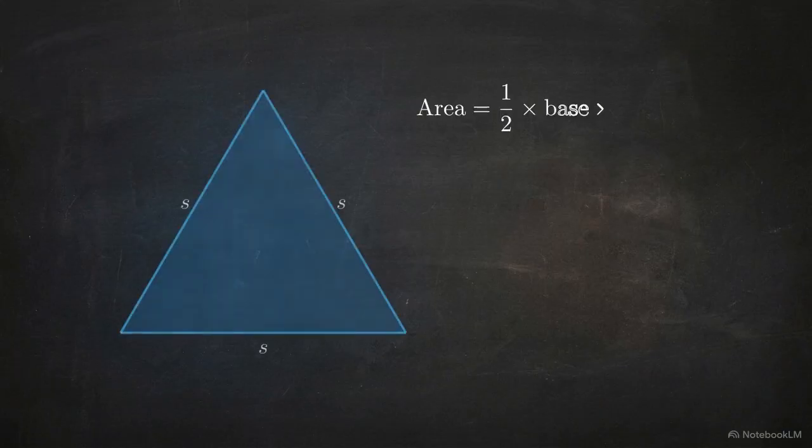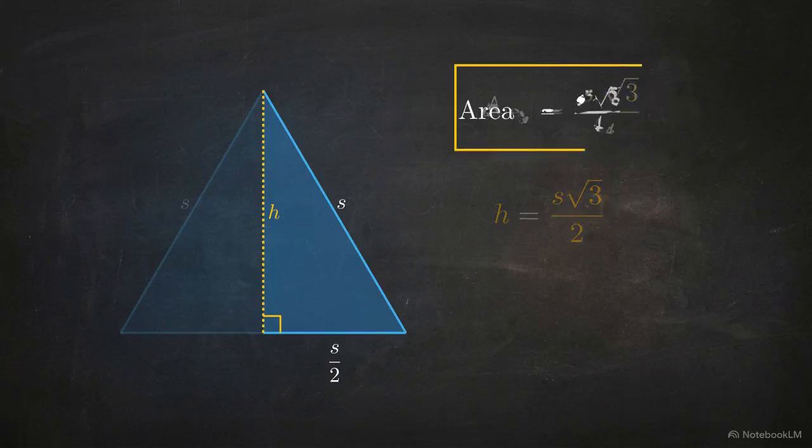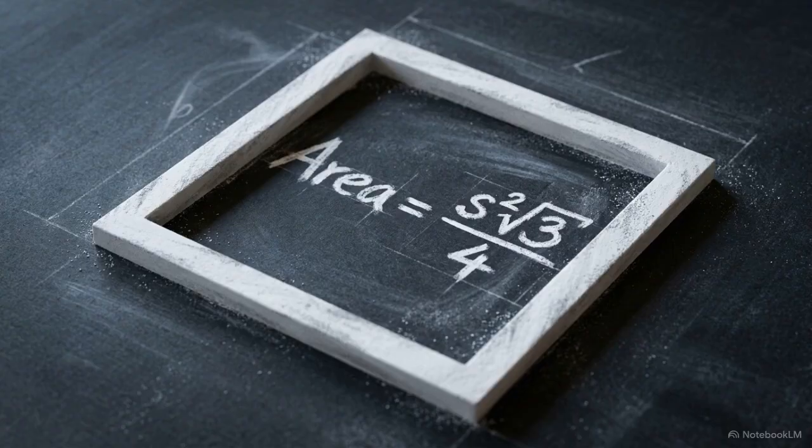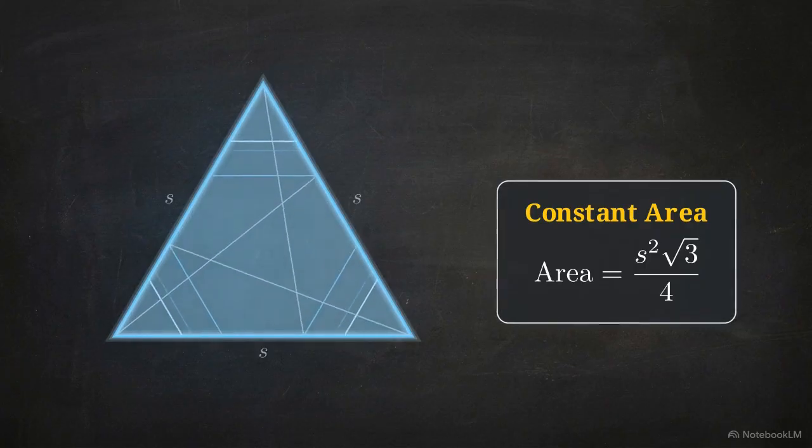Let's find the baseline area, 1/2 base times height. For side s, drop in altitude h. The Pythagorean theorem isolates h as s root 3 over 2. Plugging this in, the total area is s squared root 3 over 4. Lock that value in. That equation represents the total absolute size of this shape. No matter how we slice or divide the triangle next, the total area cannot change.